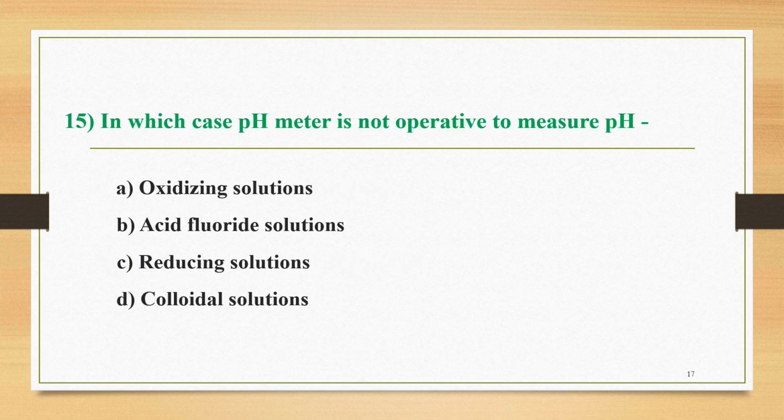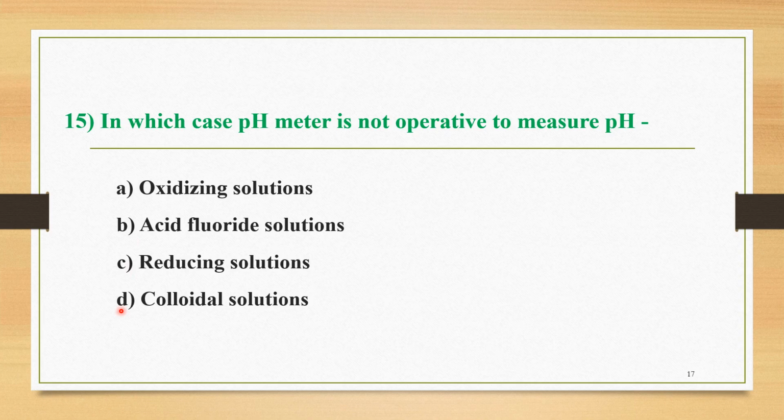The next question, number 15, is here, and the question is: in which case is the pH meter not operative to measure pH? And the four options are: A is oxidizing solutions, B is acid fluoride solutions, C is reducing solutions, and D is colloidal solutions.